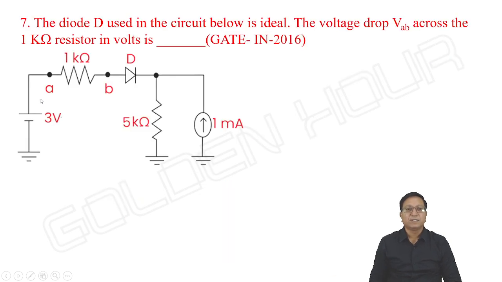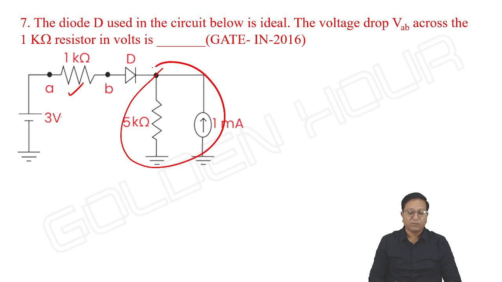Then the diode D used in the circuit below is ideal. The voltage drop VAB, meaning the voltage across the 1 kilo ohm resistor, they are asking. How do we do this problem? See, here we can use the source transformation. A 1 ohm current source in parallel with 5 kilo ohm resistor. What we can write? It is a 5 volts voltage source in series with 5 kilo ohm resistor.